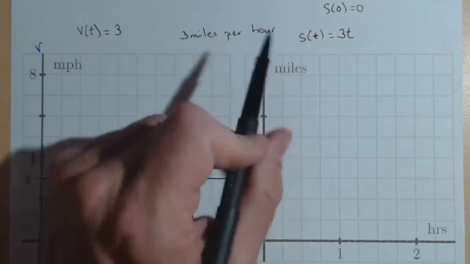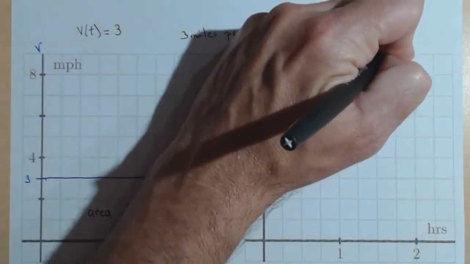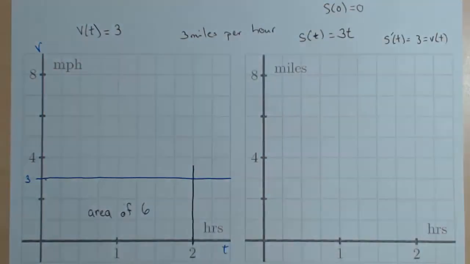Notice the derivative, s prime of t, equals 3, which is v of t. So that very powerful relationship we saw back in chapter 1, we still have. Now let's go ahead and graph our s of t on our other set of axes.